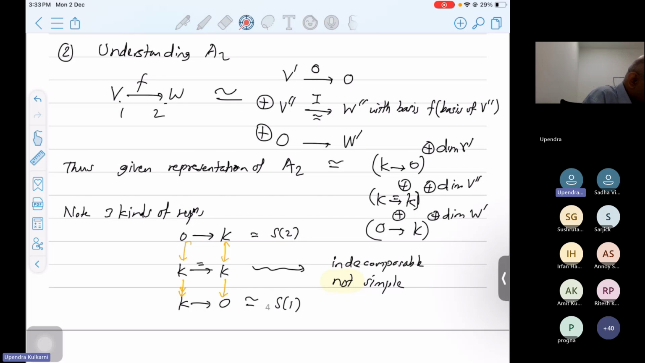A very easy example, but you do have to understand it properly. In the afternoon, we will try to play the same game, but now with A3. Okay, so we did not get to the path algebra, but it is okay.